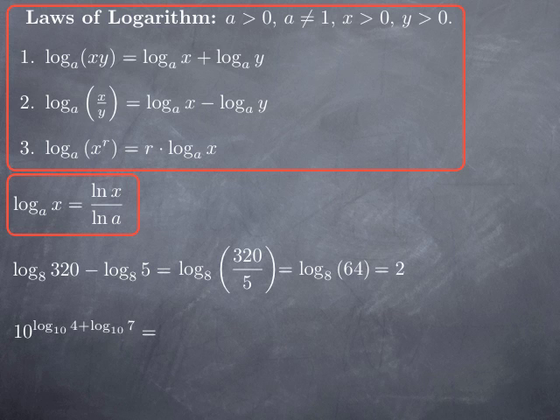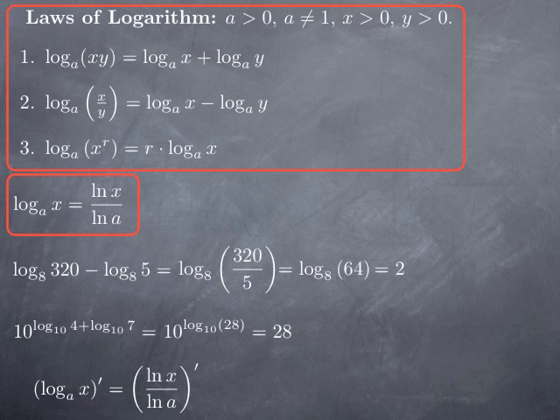Just to look at a second example, let's say we want to evaluate 10 to the log base 10 of 4 plus log base 10 of 7. In the exponent, I have a sum of logs of the same base, and therefore, using the first formula, it's really just a log of the product. In other words, what I have is 10 to the log base 10 of 28. But now I have an exponential of base 10, in which I plug a log of base 10, and these functions are inverse of each other, so I obtain simply 28.